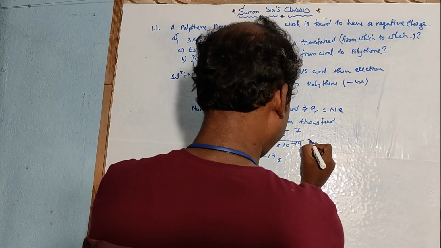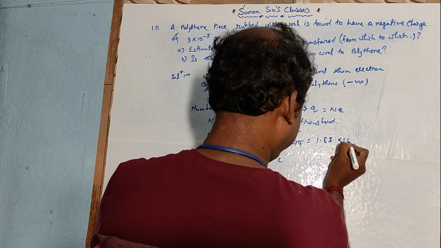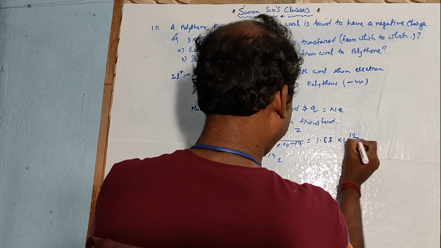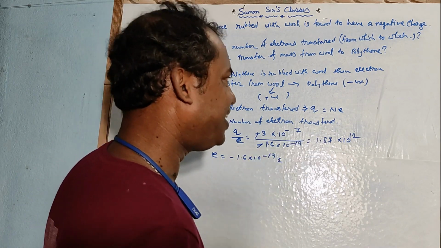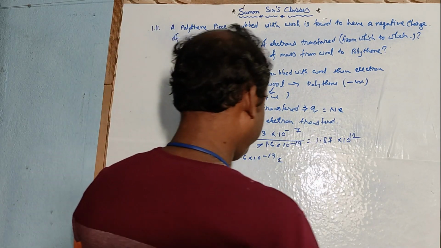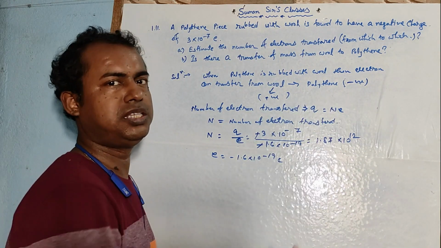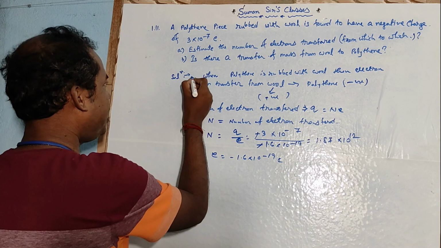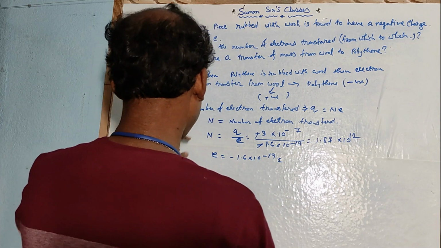So putting all these values and solving, we get the value 1.87 × 10^12, because 19 moved upward, so that is plus 19 minus 7, this one 10 to the power 12. So this is the number of electrons that can transfer during this process. Okay, so this is question number A. Now we move to question number B.